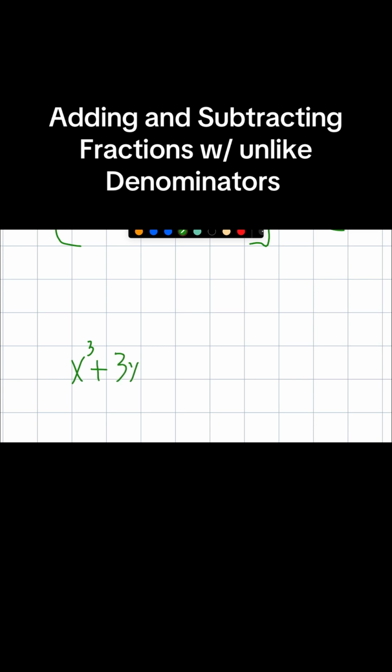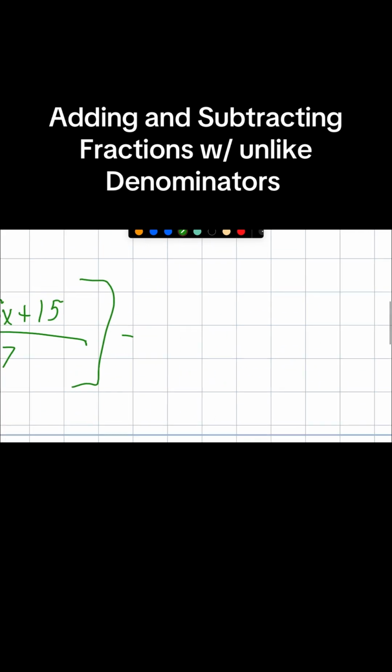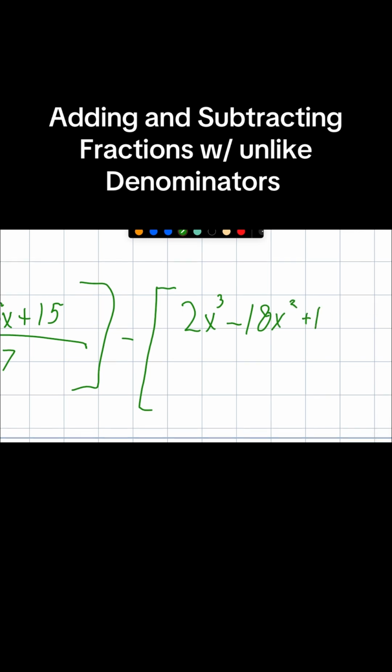On the right, we get (x cubed plus 3x squared plus 5x plus 15) over (x squared minus 6x minus 27). That's on the right. And then we're going to do minus. When you multiply everything out on the left, you get (2x cubed minus 18x squared plus 4x minus 36) over the same thing, x squared minus 6x minus 27.